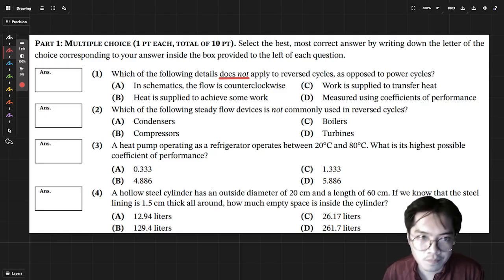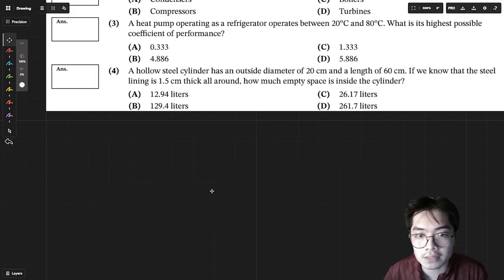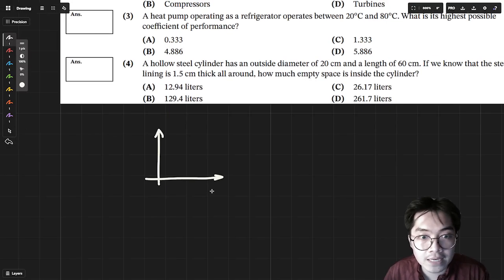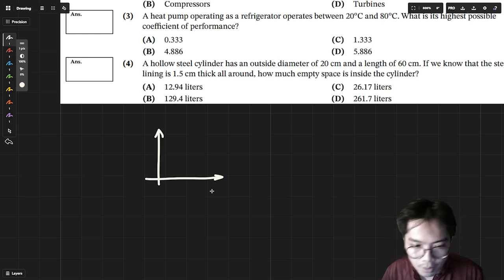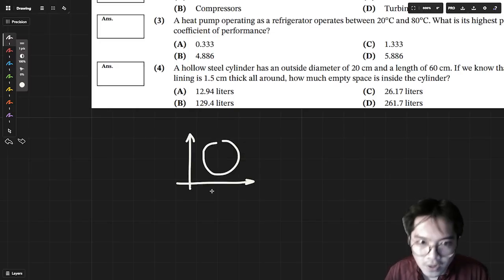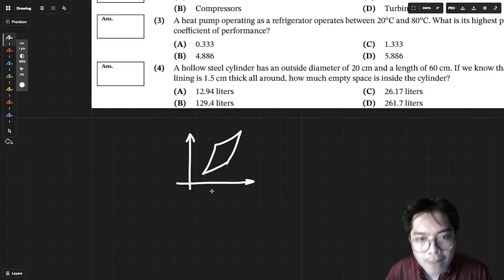And as you will see, letter A, in schematics, the flow is counterclockwise. The distinction between power cycles and reversed cycles is that, if you did not know, normally power cycles, if you put them in diagrams, like a TV diagram or PV diagram or TS diagram, always have a clockwise rotation, right? Let's say, for example, your cycle looks like this. If it's a power cycle, the states will go from here to here to here to here.